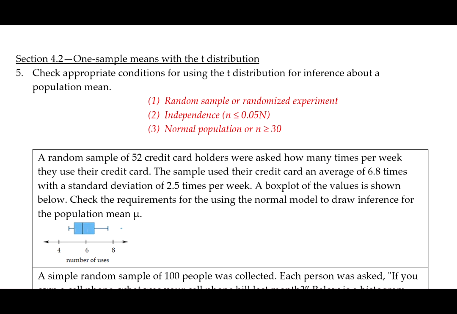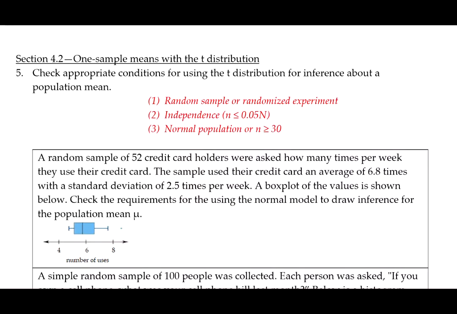Okay, so let's go through our three conditions. Do we have a random sample or randomized experiment? Yes, it says a random sample. Do we have independence? Well, we have a sample size of 52 credit card holders. Can we reasonably expect that that is less than 5% of all credit card holders? Yes, we certainly can. And do we have a normal population or a sample size that's at least 30?